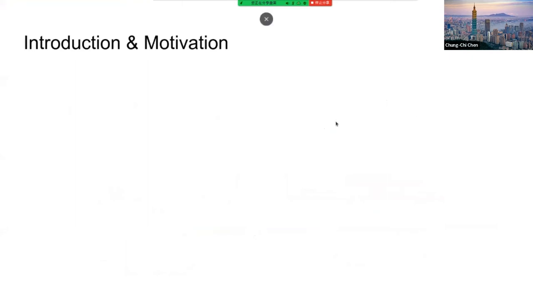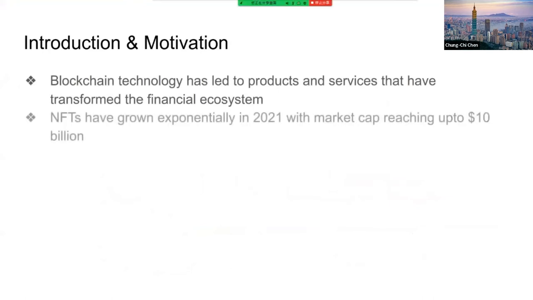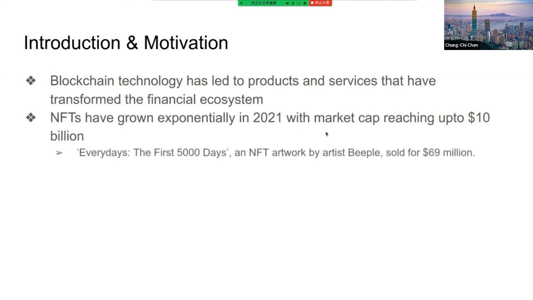So some introduction about NFTs in general. They use blockchain technology in the background, which has transformed the financial ecosystem in the modern world. And NFTs themselves, which are non-fungible tokens, a type of cryptocurrency and asset online that people like to buy and sell, have grown exponentially in the last year, reaching about $10 billion in market cap. Some examples are people selling their artworks or even their tweets for very high prices.